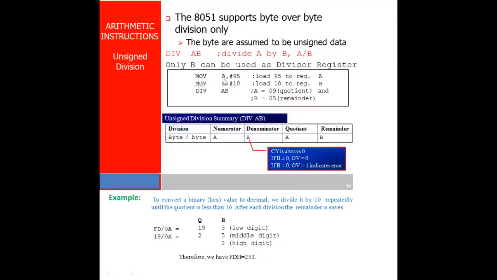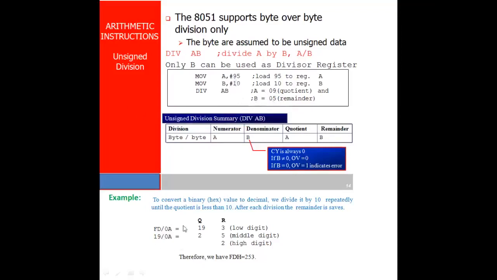MOV A, #95. So 95 will be loaded inside the accumulator. Then 10 will be loaded inside the register B. After execution of the instruction DIV AB, the 10 is actually represented in the decimal number. So A will be equal to 09, which is nothing but the quotient. But 10 into 9 equals 90, so the remainder will be 5. Then 5 will be stored inside the register B. Okay, so it is represented in the decimal number system.